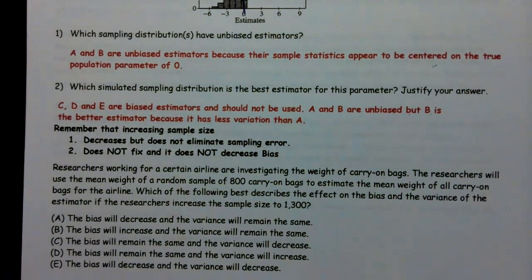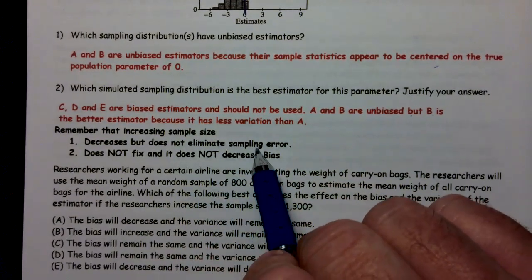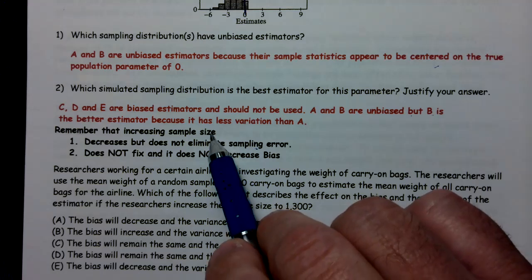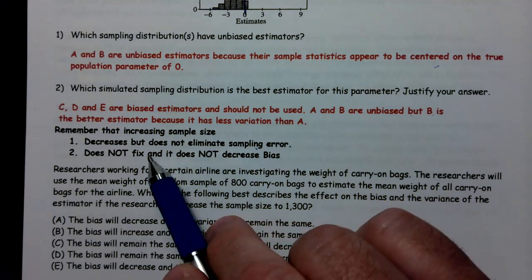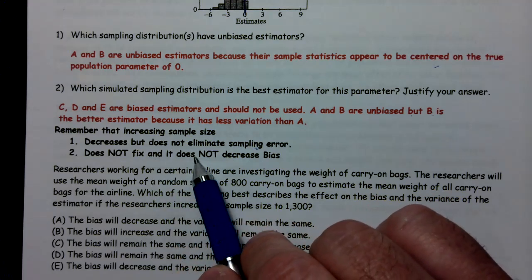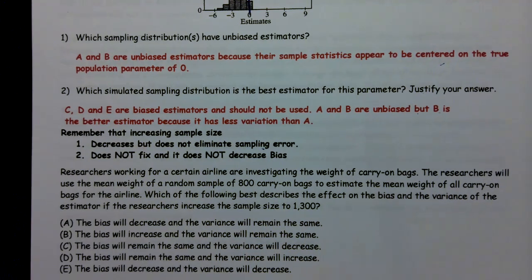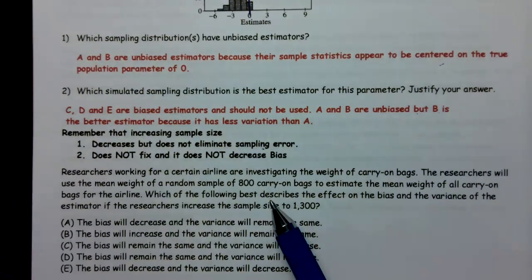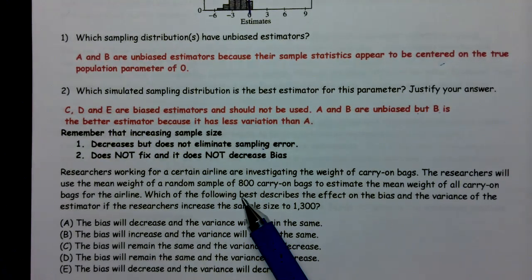Remember, increasing sample size decreases but does not eliminate sampling error, and does not fix or decrease bias. So increasing sample size minimizes but does not eliminate error. It does not fix and does not decrease bias. So researchers working for a certain airline are investigating the weight of carry-on bags. The researchers will use the mean weight of a random sample of 800 carry-on bags to estimate the mean weight of all carry-on bags for the airline.